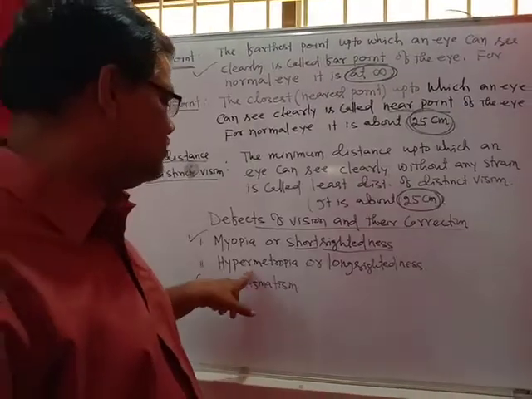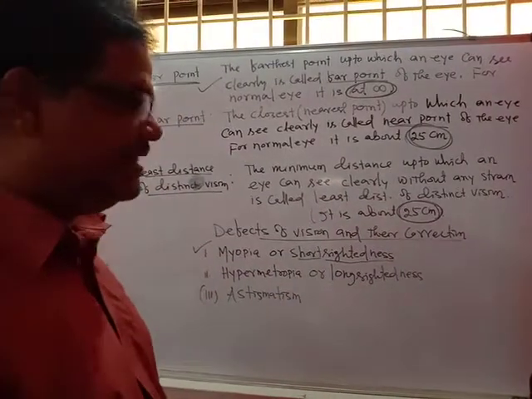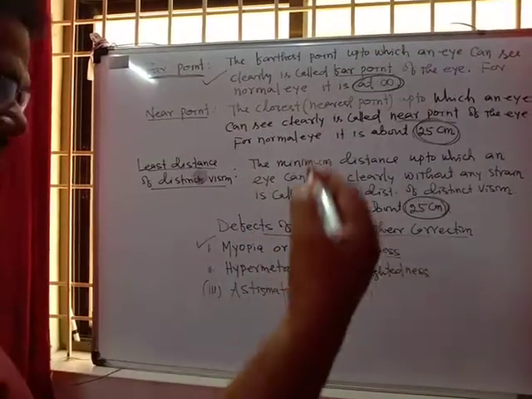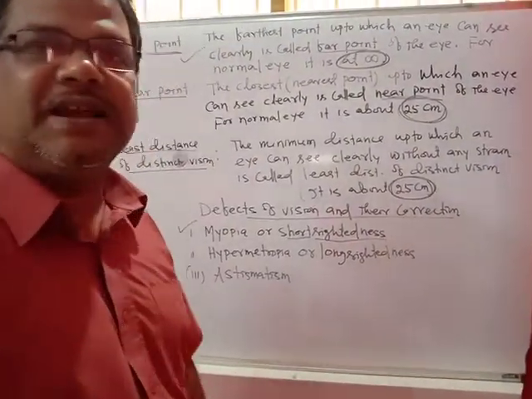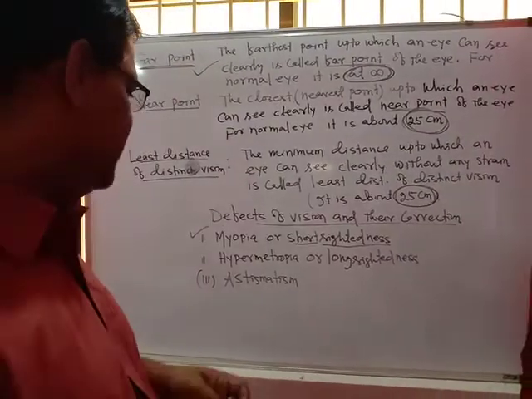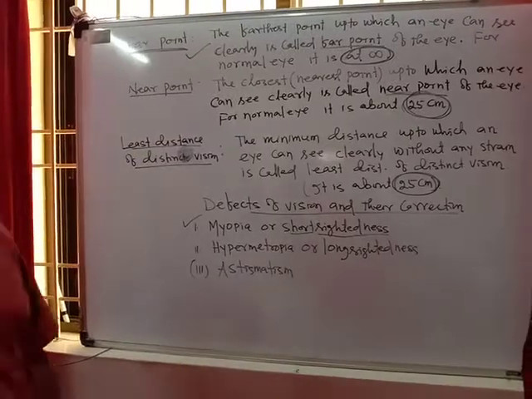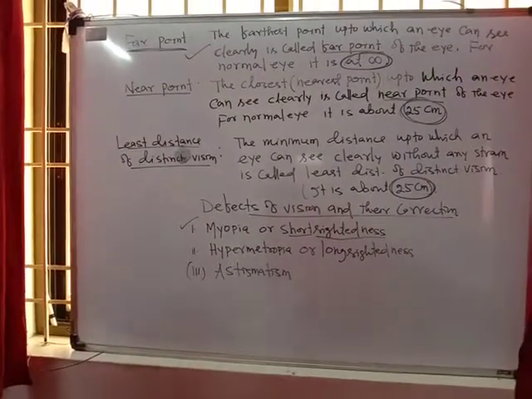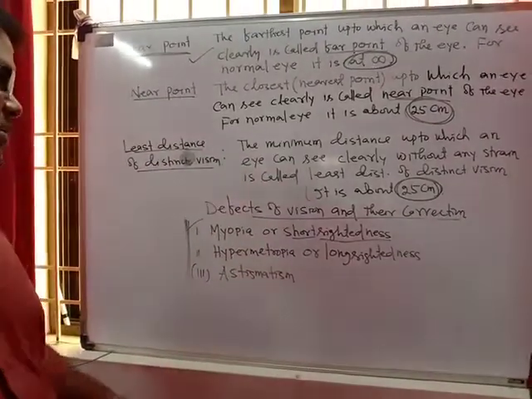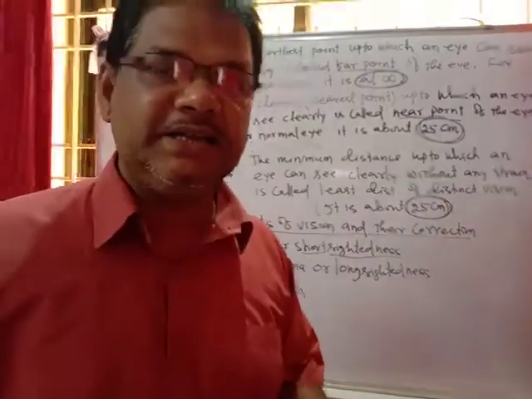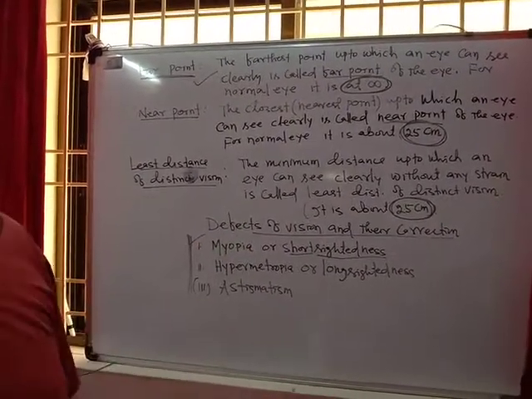Another is hypermetropia or long-sightedness. In this case, you can see the distant, farthest object clearly, but you cannot see the nearby object clearly. This is hypermetropia. And another is astigmatism. So these are the three types of defects. In the next video we will discuss myopia and short-sightedness, their defects and their correction in detail. Thank you.